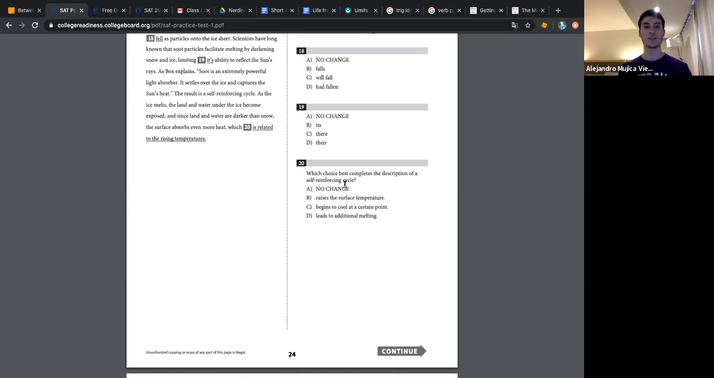So the cycle is melting, ice becomes exposed, darkened land and water, surface absorbs more heat, and if we're going to fulfill a cycle, we have to go back to the beginning, and we began with melting. So to fulfill this definition of a self-reinforcing cycle, we go back to melting. Leads to additional melting is the correct answer. Do all of you understand why this is the correct answer?